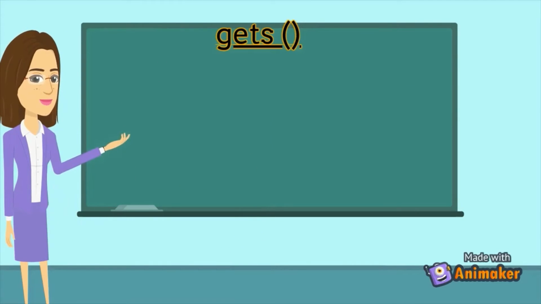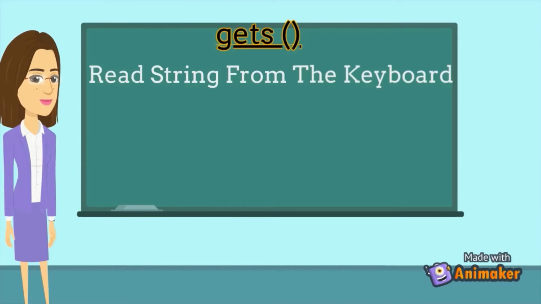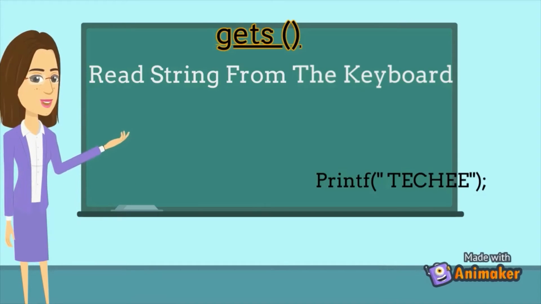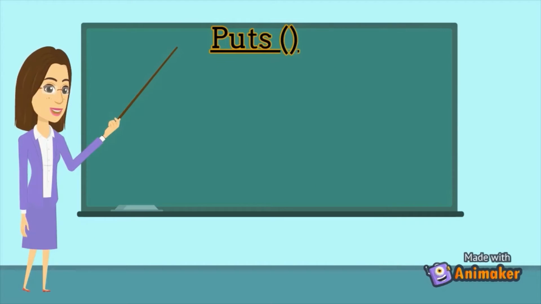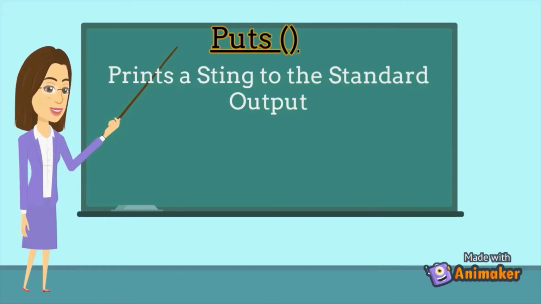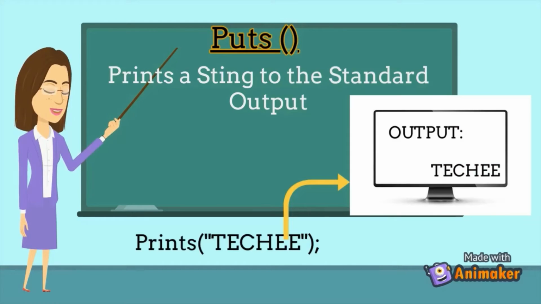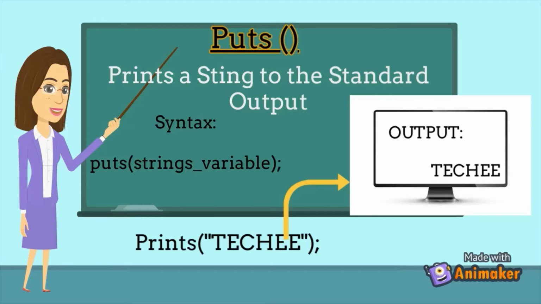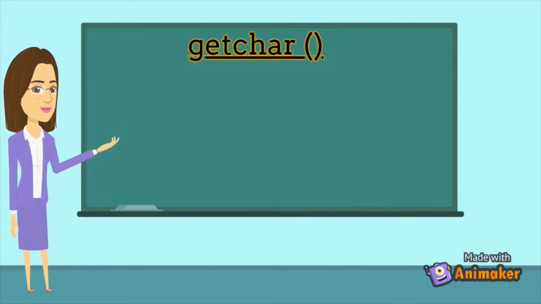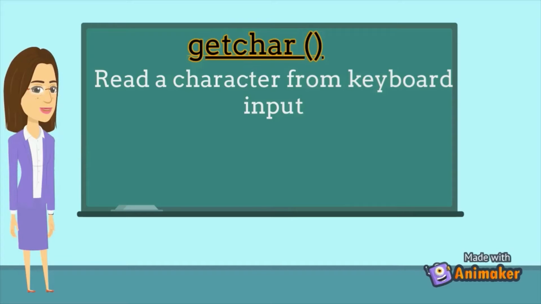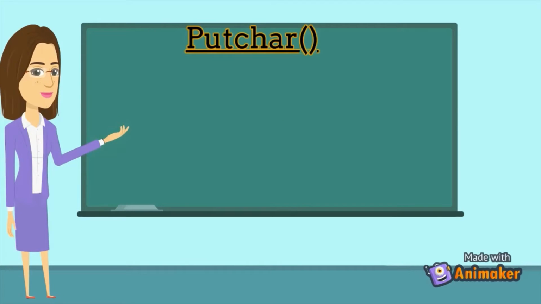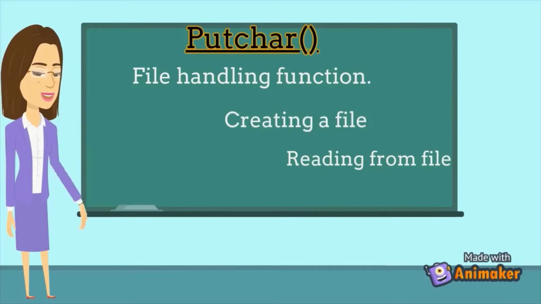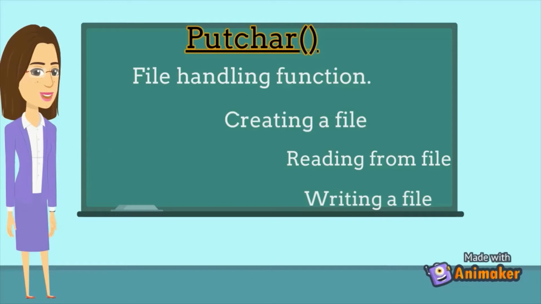gets function is used in order to read string input from the keyboard. We can see the syntax of gets, while puts is a function that prints a string to the standard output. Here we can see the syntax of puts. getchar. getchar function is used to read a character from keyboard input. putchar. It is a function in C programming language, which is used to write a character on screen.